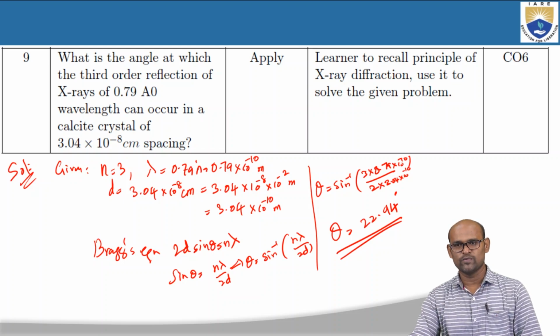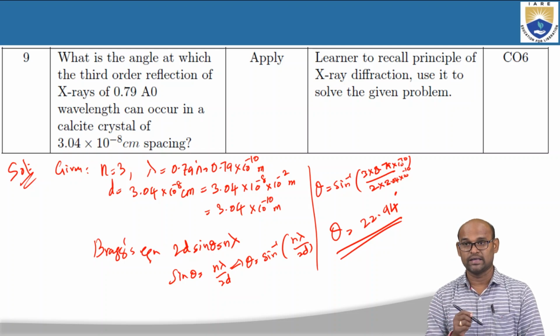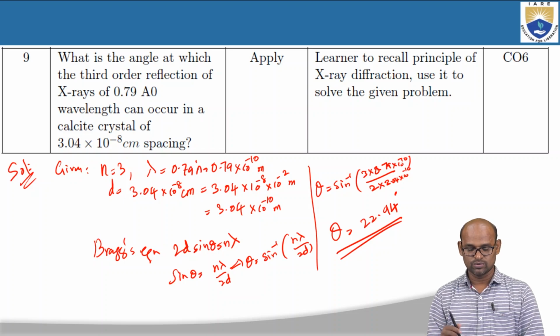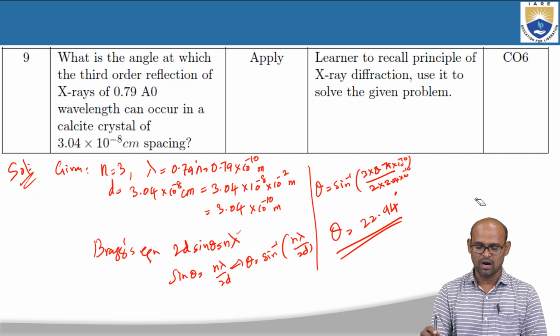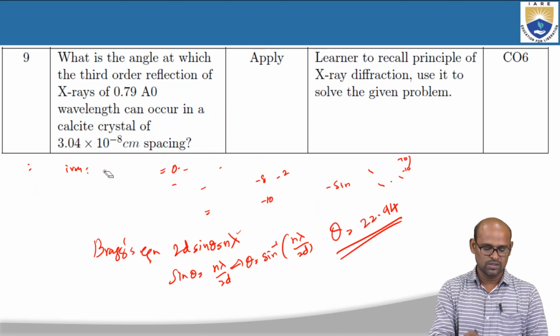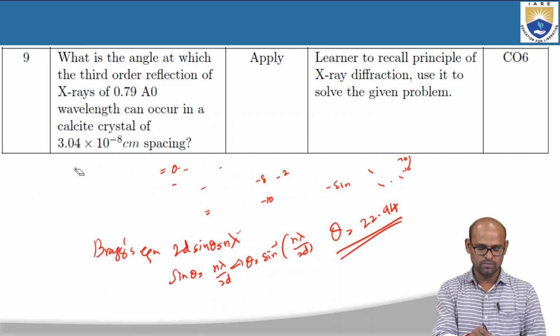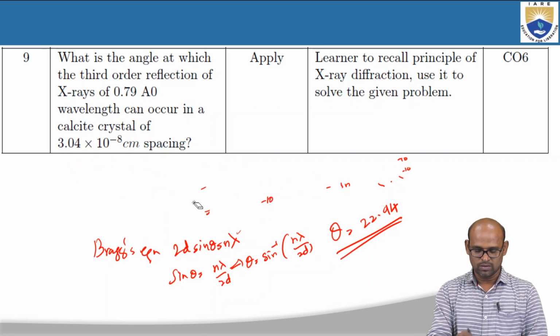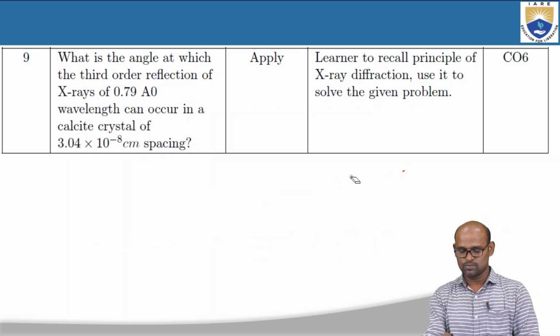So here again we have used Bragg's equation to calculate the angle. We can use Bragg's equation to calculate different parameters. For example, we can calculate the wavelength, the interplanar spacing, the angle, and we can also calculate the order. So let us go to the next problem, the last problem in module 5.